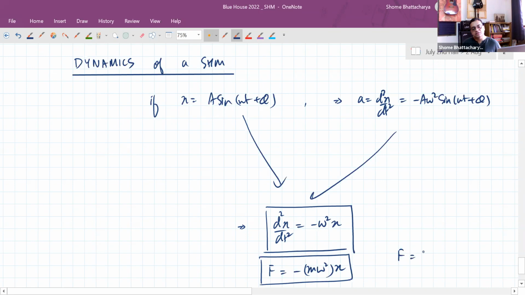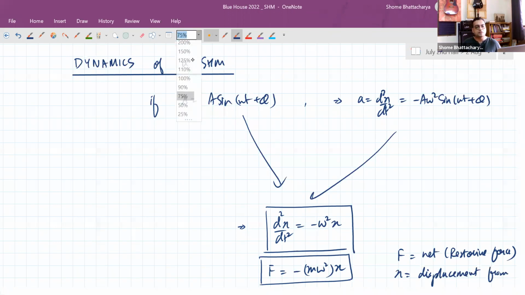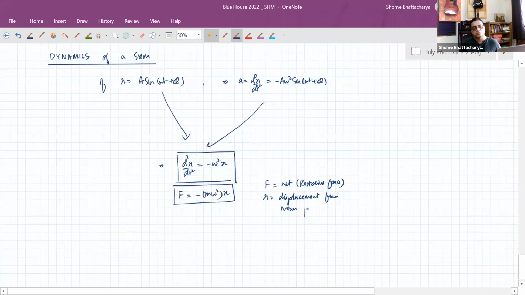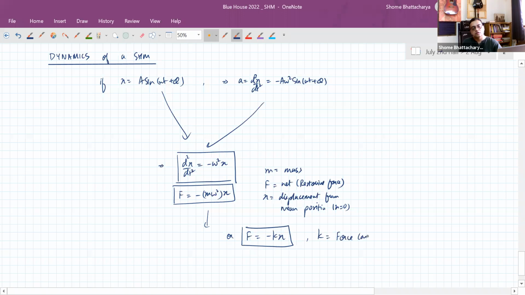in SHM, where F is the net force and it is restorative in nature, x is the displacement from the mean position, and m is the mass of the body or the particle which is doing the SHM. Mean position is x equal to 0. So this is the force equation. We can say that F is equal to minus kx, where k is a positive constant called the force constant. In the case of a spring mass system, it's nothing but the spring constant. So k is equal to m omega square.